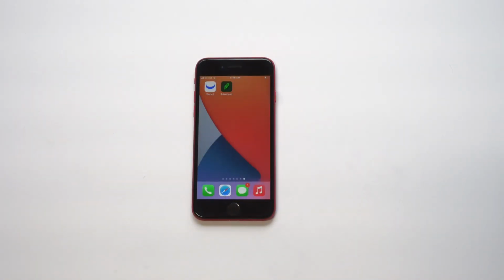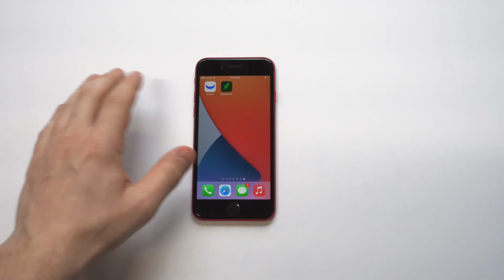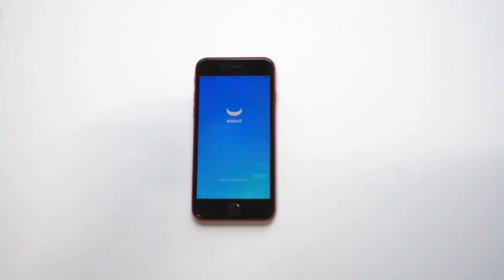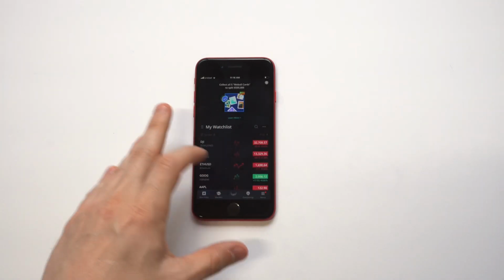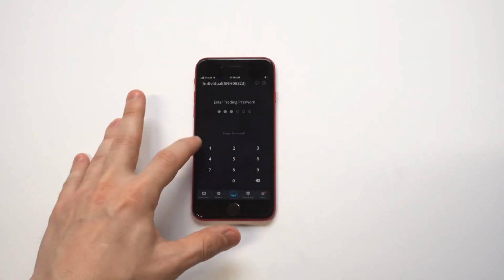Eddie of Fliptroniks. I'm going to be going over how to use Webull for beginners in 2021 using your iPhone. I've been using Webull for the last 3 months. It's a zero commission investing app. You can trade both stocks and crypto here. It's very similar to Robinhood, so I'm going to compare the two.